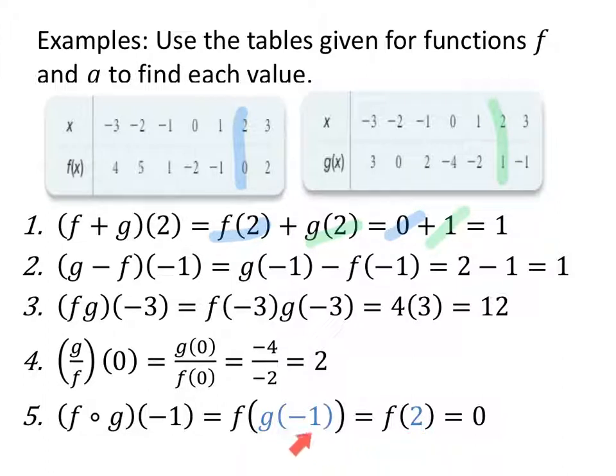This is like when your mom uses your full name, you know you're in trouble, but when you're hanging out with your friends, it's like, whatever. So f of g of -1 is the same as f of 2. Well, if the input into f is 2, the x value of 2 in the table for f gives me an output of 0. Using tables for algebra and composition of functions.